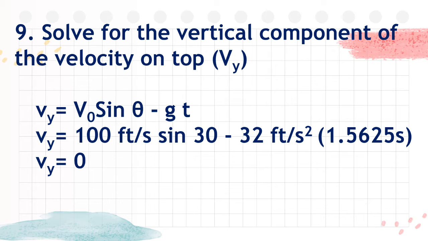For number 9, solve for the vertical component of the velocity on top. So to solve for the vertical component of the velocity on top, we are going to use the equation Vy is equal to V naught sine theta minus acceleration due to gravity times time. Since we have already identified the value of total time to reach maximum height, we are just going to substitute it together with the given and of course our physical constant, which is our acceleration due to gravity. Hence, Vy is equal to 100 feet per second sine 30 minus 32 feet per square second times 1.5625 second. Our vertical component of the velocity on top now is equal to 0.